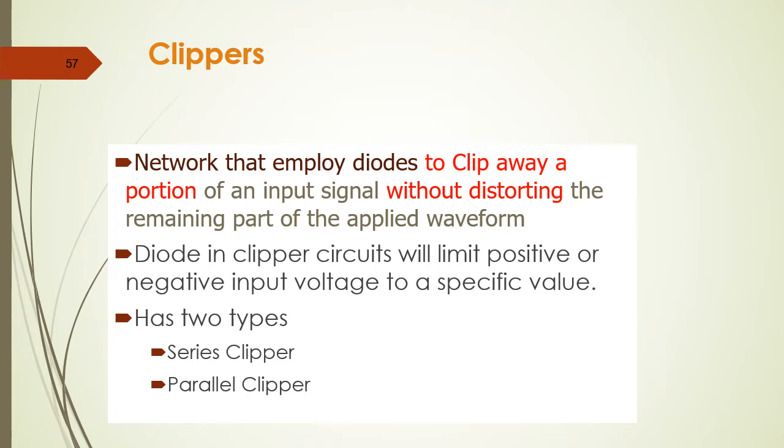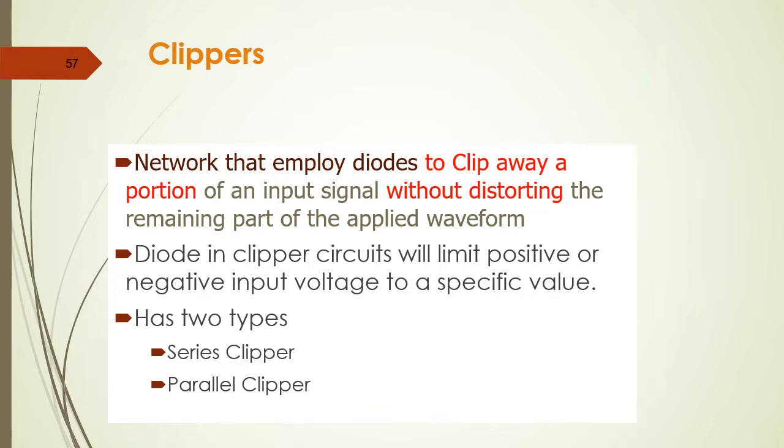So clippers are networks that employ diodes to clip away a portion of an incoming signal or input signal without distorting the remaining part of the applied waveform. That means part of the signal is being cut off or clipped away. The diode in clipper circuits will limit positive or negative input voltage to a respective value. This is specifically used with alternating input. We can have sinusoidal form, rectangular, or triangular and so on, as long as it is an alternating input.